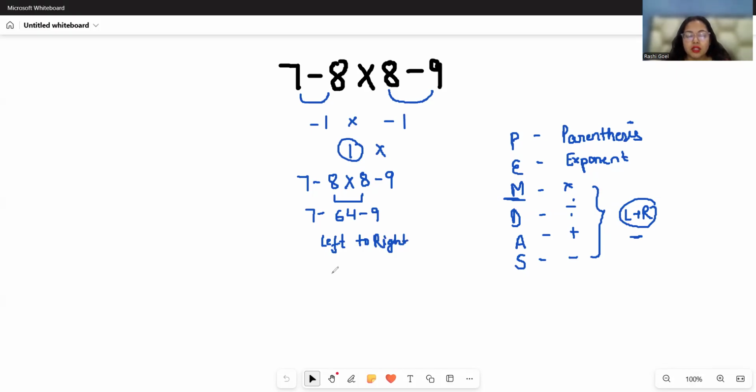So 7 minus 64 is minus 57. Minus 9 is minus 66. So what is the correct answer? Negative 66, not 1. I hope it's clear and you find it useful.